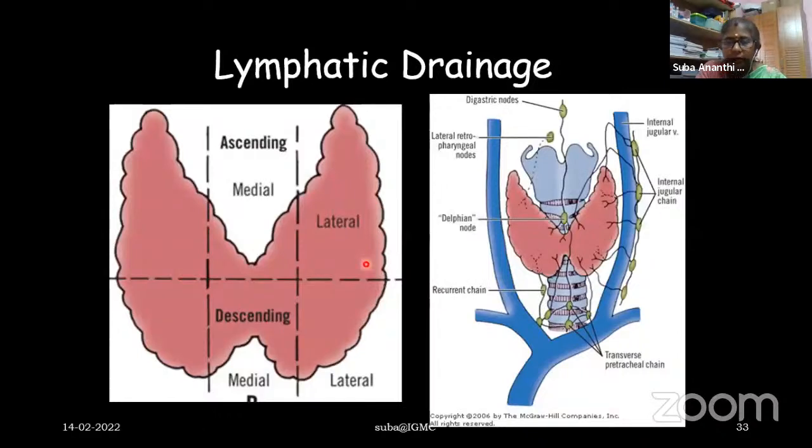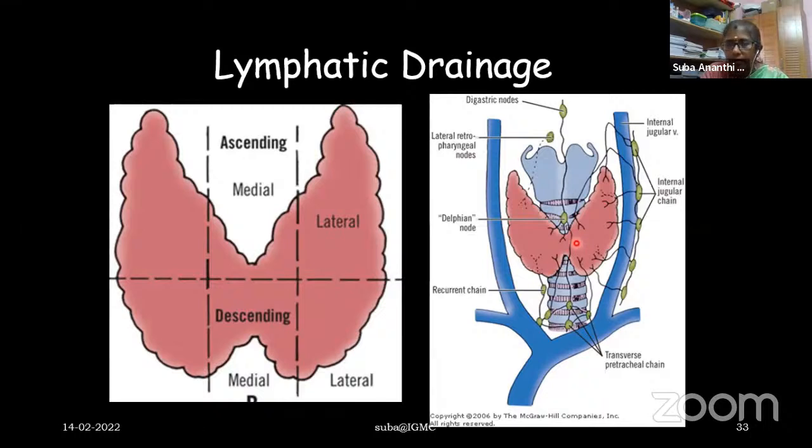Moving on to lymphatic drainage. For our convenience, we divide it into a medial part and lateral part. Similarly, upper half and lower half. So here medially in this upper part, this opens into the prelaryngeal lymph nodes.